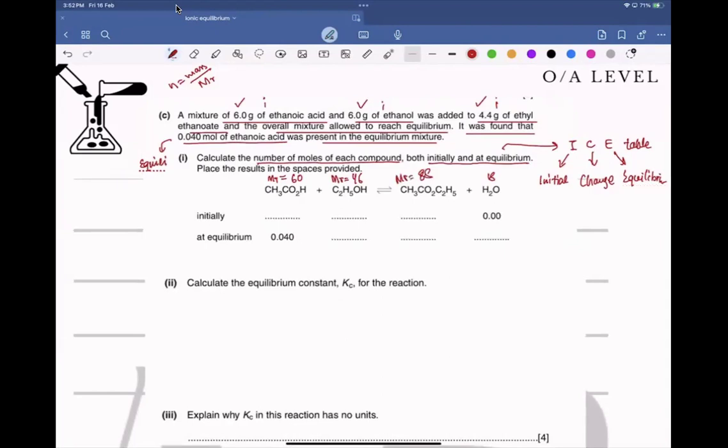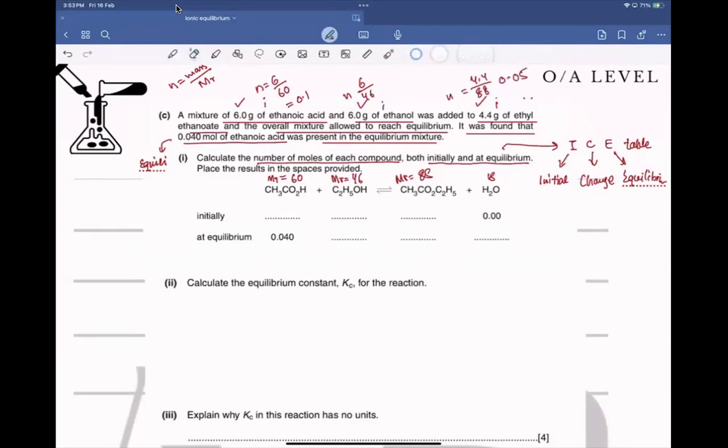You can calculate and confirm it. So we got the Mr values, and we have the masses in grams. The initial moles of ethanoic acid would be 6 divided by 60. It's very easy, you will get 0.1. And here, to find the moles, 6 divided by 46. And here, 4.4 divided by 88. So here you will get 0.05.